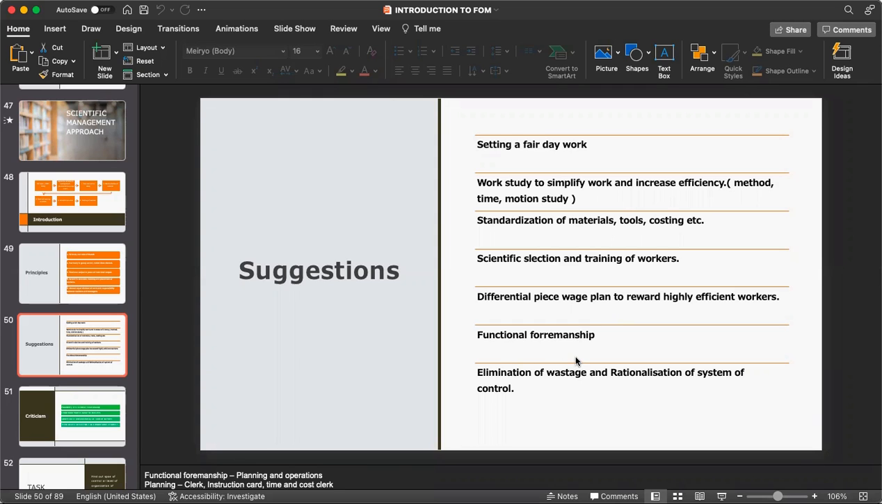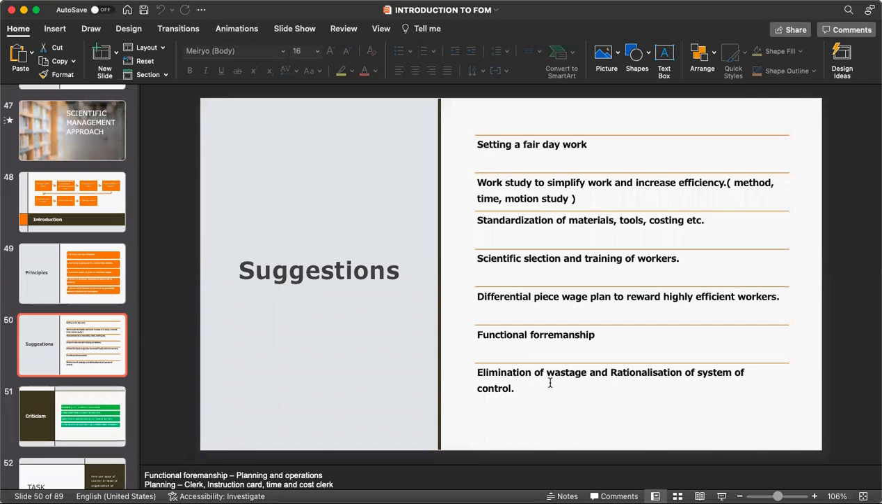Then we have the functional foremanship. Functional foremanship means there should be a particular department manager who can take care of the department. It is basically more associated with, like, the marketing manager taking care of the marketing department, the HR manager taking care of the HR department. You need to supervise the work of the particular person in such a manner so that they can achieve the target very, very easily.